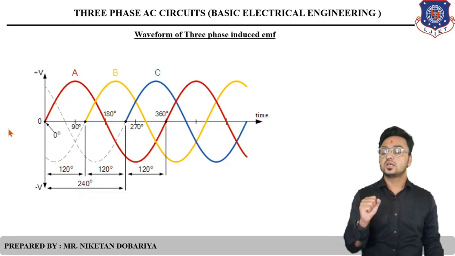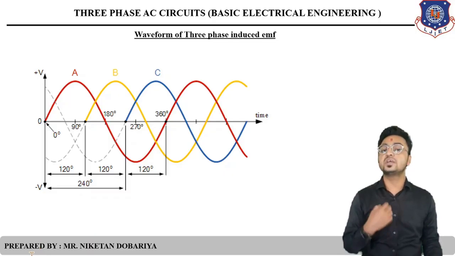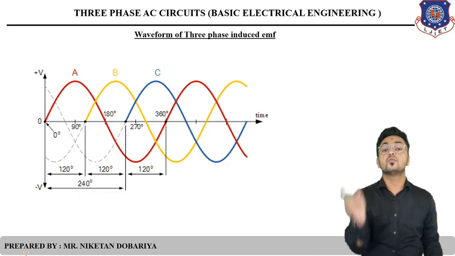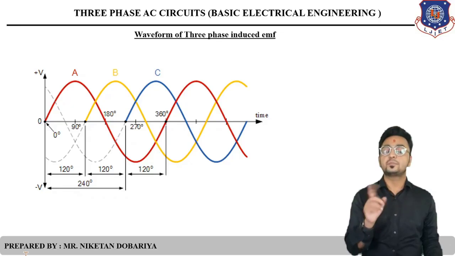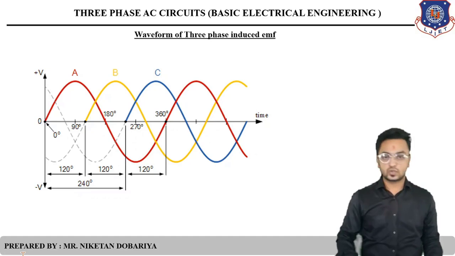In another way, you can observe over here the maximum peak value of all phases. Which waveform is getting its peak value first? Waveform A is getting its peak value before all others. In the same way, after that, the waveform of B gets its peak value, and the waveform of C gets its peak value after that. The sequence in which each waveform reaches its maximum or peak value is known as the phase sequence.